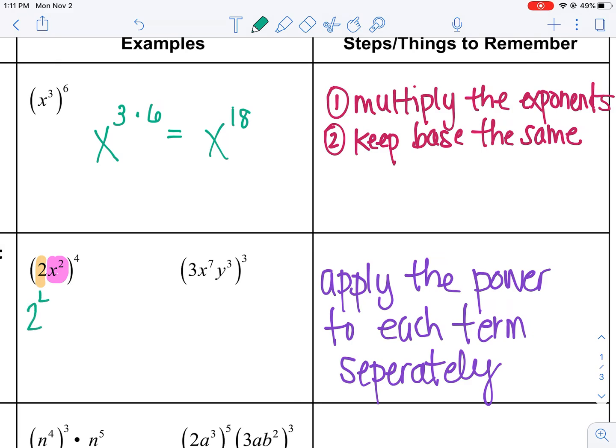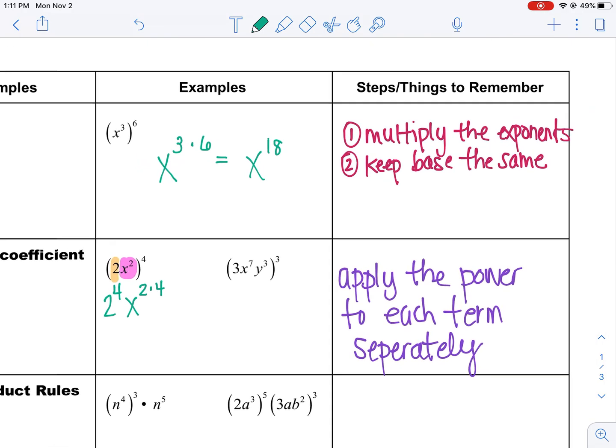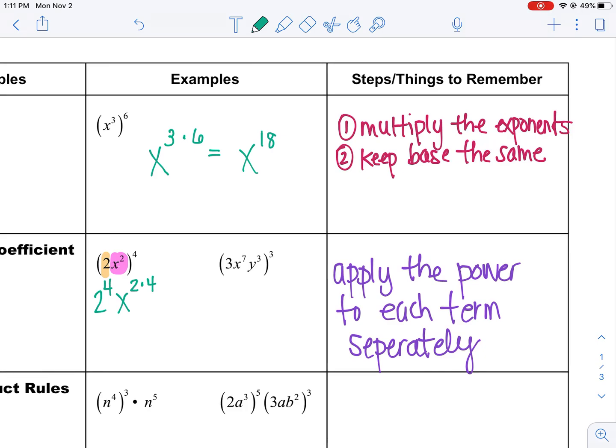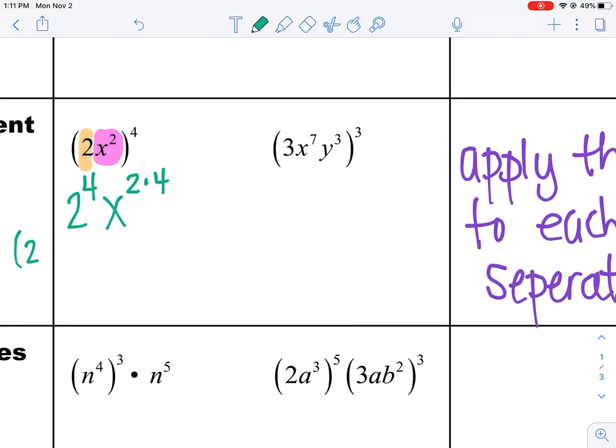So I'm going to say 2 to the 4th power, and then x, 2 times 4. So I obviously have to expand out that 2 to the 4th. So I could show that in my work, 2 four times. So 2 times 2 is 4, 4 times 2 is 8, and 8 times 2 is 16. Keep my base x, and then I do 2 times 4, which is an exponent of 8. So 16x to the 8th is my final answer.